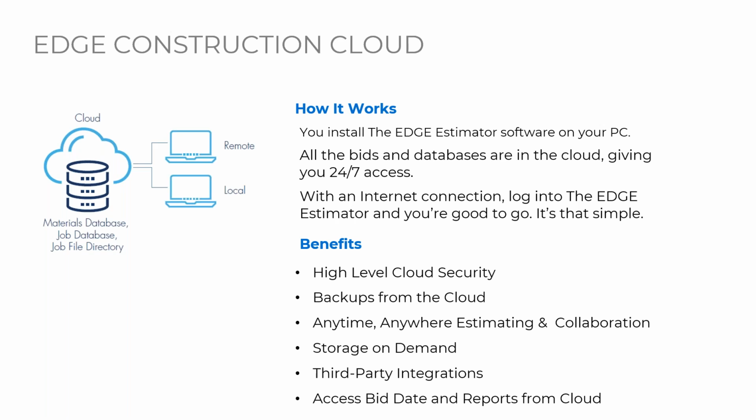The first thing I want to talk about, and I think the most important thing, is the Edge Construction Cloud. It works very simply. You just install the Edge on your PC. All of your bids are in the cloud, giving you 24/7 access. And as long as you've got an internet connection, all you do is log into the Edge estimator and you're good to go. It's that simple.